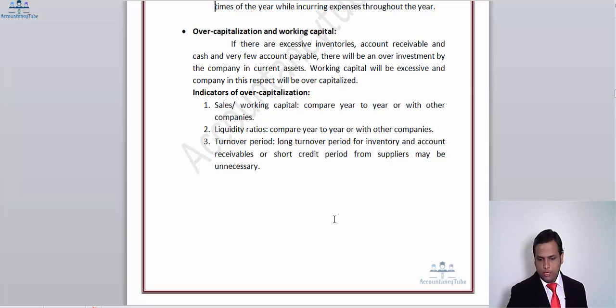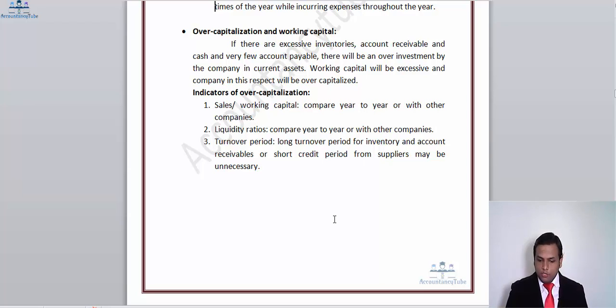Then we've got liquidity ratios, comparing year to year or with other companies. Liquidity ratios can be compared with the last year as well as with the industry norms. To see the best available information, it is the industry norm. So if we compare it with an industry average, you will see that if they are investing substantially in working capital, if their receivables are substantial, if their inventory is substantial as compared to the industry average, it's obvious that they are moving towards overcapitalization.